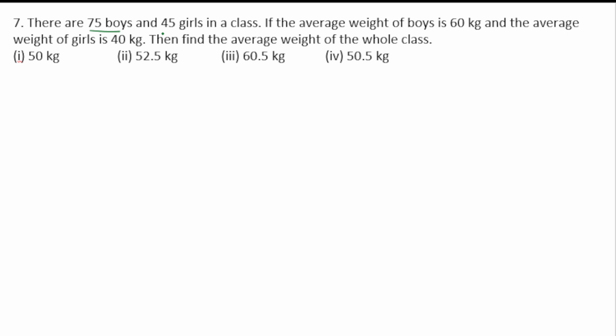There are 75 boys and 45 girls in a class. If the average weight of boys is 60 kgs and the average weight of girls is 40 kgs, then find the average weight of the whole class. See, there are 75 boys. These are boys, 75 boys and these are girls, 45 girls. Okay. If the average weight of boys is 60 and the average weight of girls is 40.